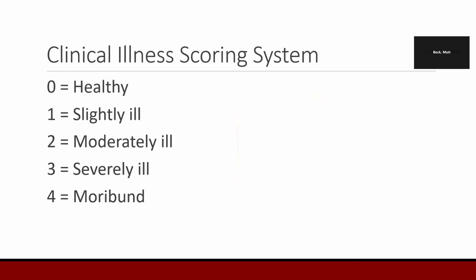Okay. The clinical illness scoring system. So I go out and I look at a pen of cattle. I use my DART clinical illness signs to identify animals that are sick. Based off the severity of the signs that they're showing me, I will score them 0, which is healthy, through 4, which is moribund. Okay, so moribund means they physically cannot get up and move. They're so sick they can't stand. Okay, so increasing scale from 0 to 4.